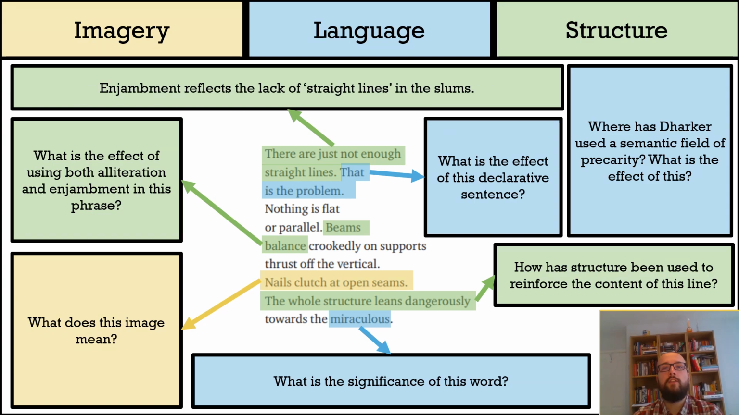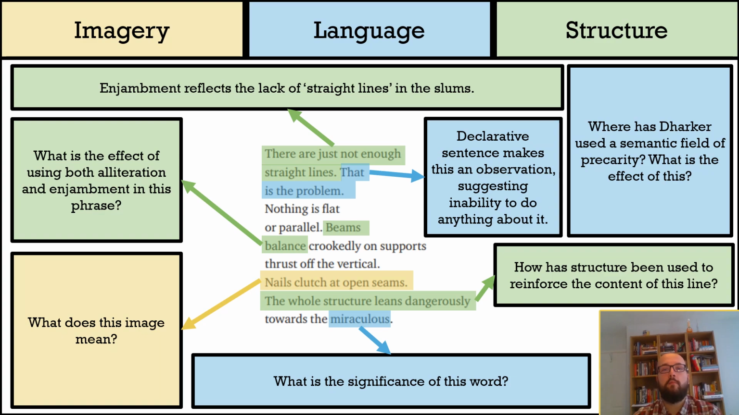So the first 2 lines of the poem express that there are not enough straight lines, meaning that the slums are wonky and poorly or haphazardly constructed. This has been reflected in the poem's structure, as the use of enjambment prevents the sentence from being expressed over a single straight line.